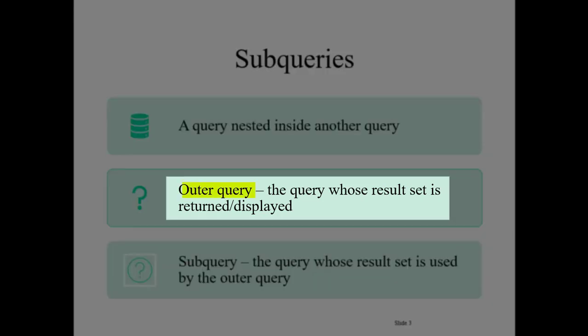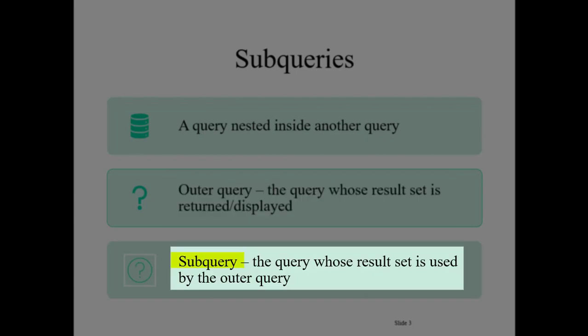You have the outer query, and that outer query is going to return or display the results, just like you've been doing. Nested inside the outer query is the subquery. And what's going to happen is the subquery is going to execute, but it doesn't display the results. It takes those results and passes them back to the outer query, and then the outer query decides, well, what are we going to do with these results?